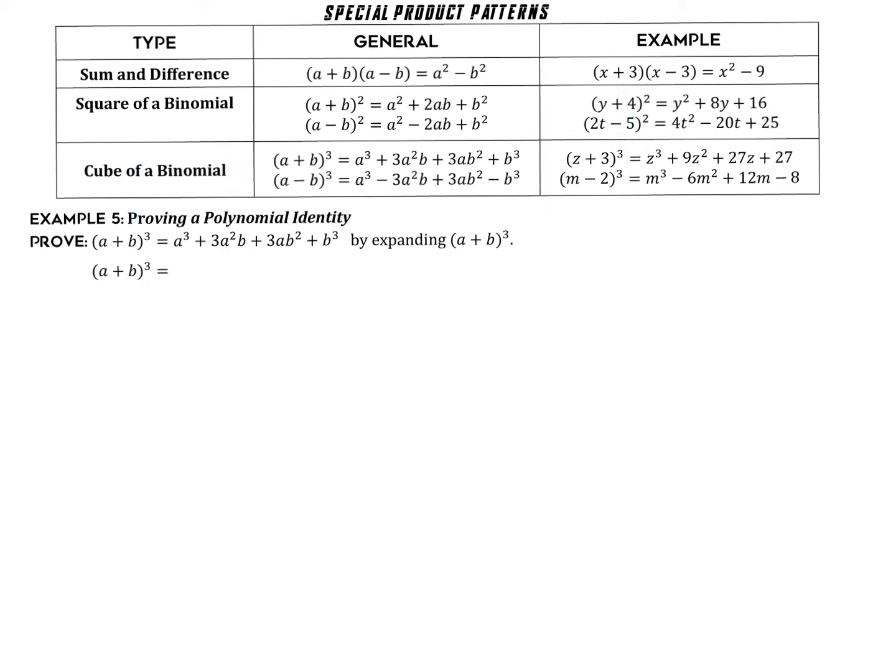The new one that we're going to highlight in Algebra 2 is the cube of a binomial. So if we are cubing a binomial, meaning what we're doing is saying a plus b times a plus b times a plus b, there is a pattern that arises here as well.